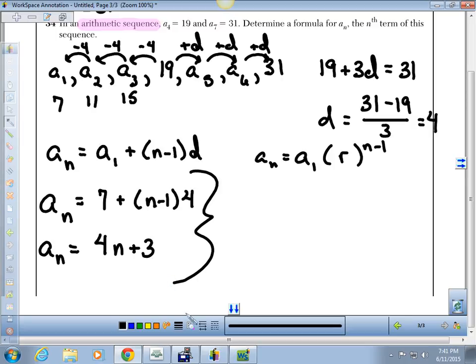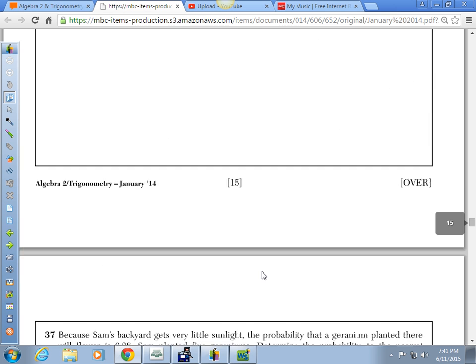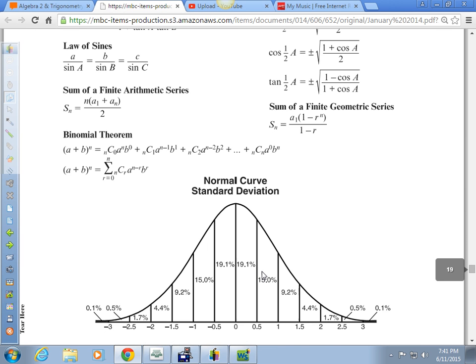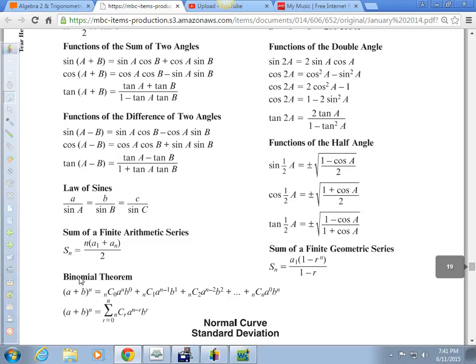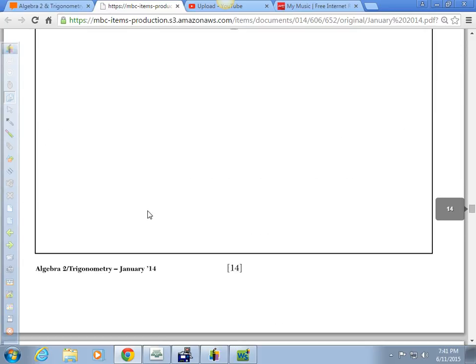Now, what is on your formula sheet, though, with arithmetic and geometric sequences? They don't tell you the explicit definitions, but what is given to you on your formula sheet for arithmetic and geometric series? What do they provide you with? The sum formulas. Okay, if I wanted to find the sum of the first 10 terms of the sequence, we would use these two formulas. Okay? So those are provided, but not the explicit definitions.